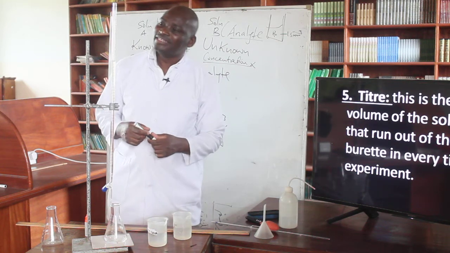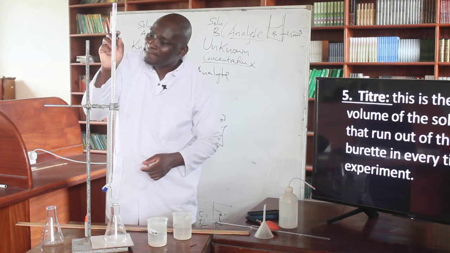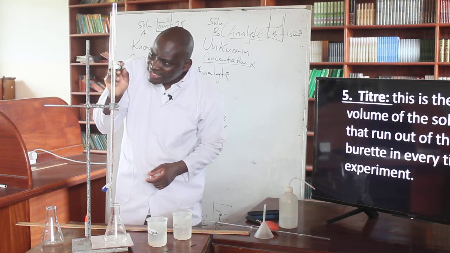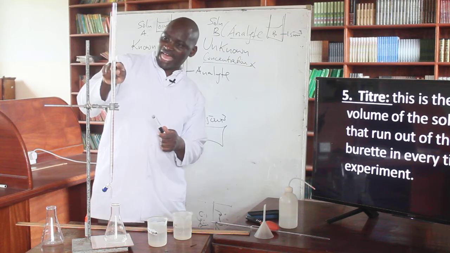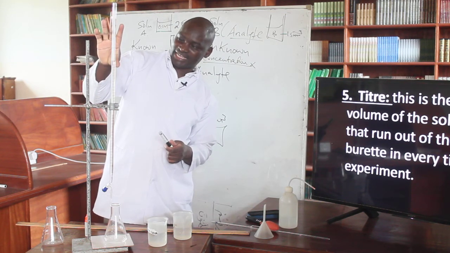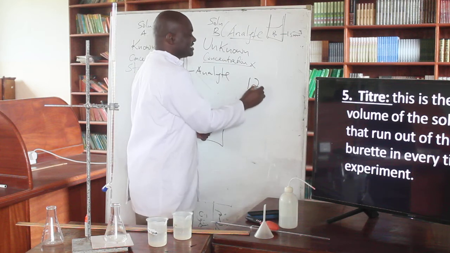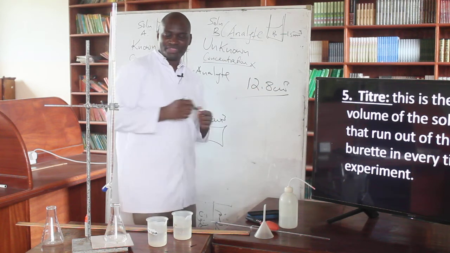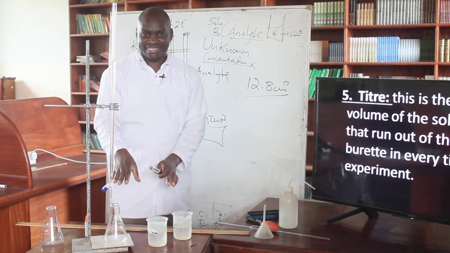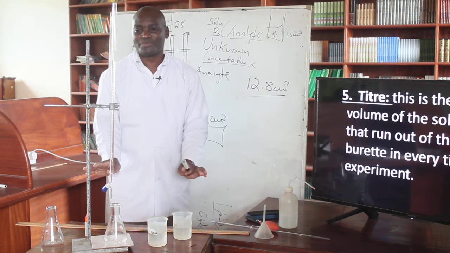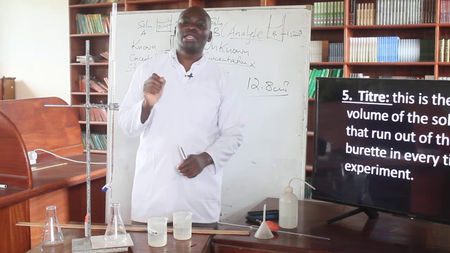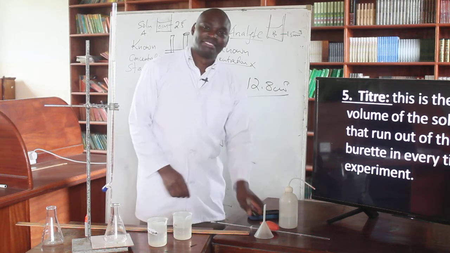Like in my case here, the volume has changed from 0 to around 12.8. Like now, it is at 12.8. So the volume of the titer here, my titer, is 12.8 centimeters cubed. So that is one titration. You run the analyte until the color changes, then you stop. So the volume that comes out at the end of the titration is what we call the titer.